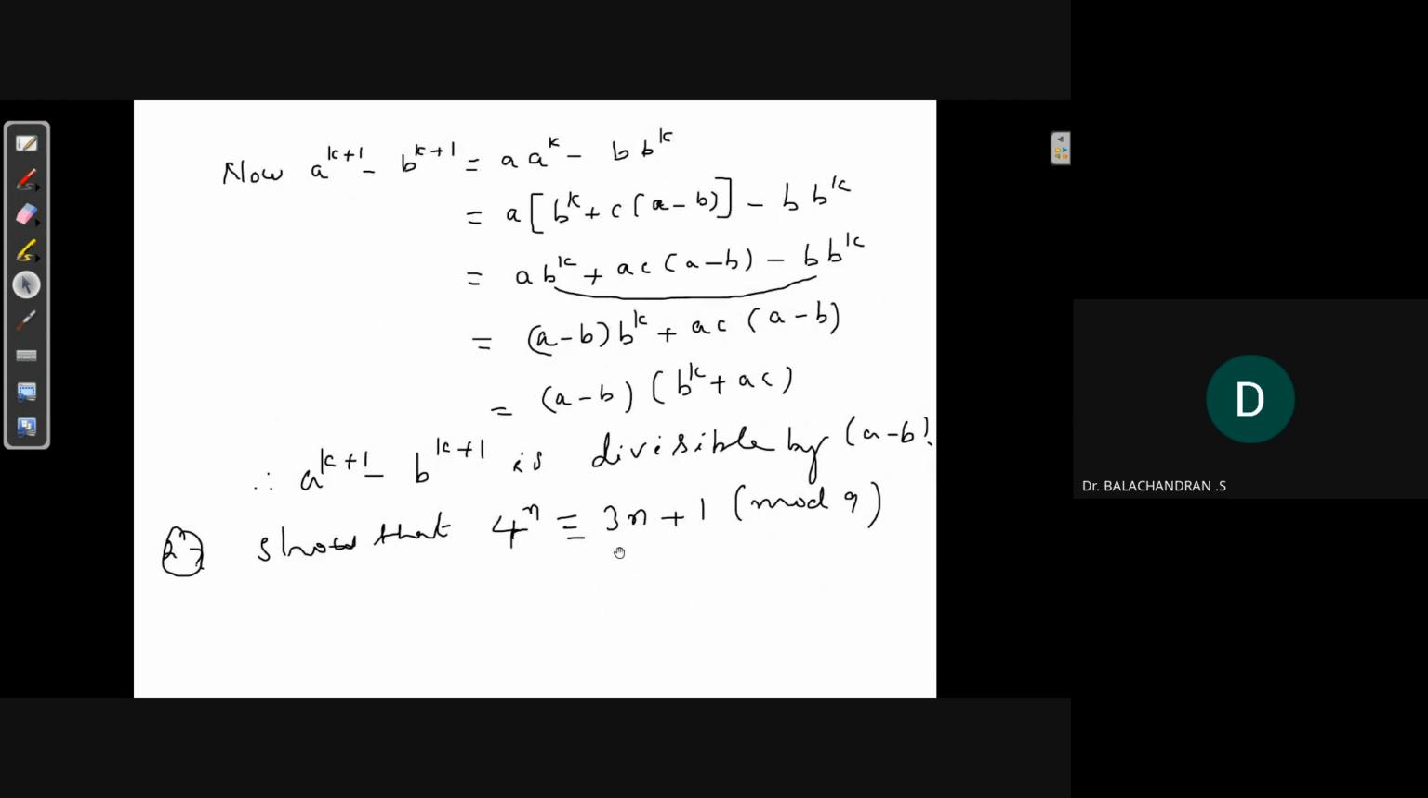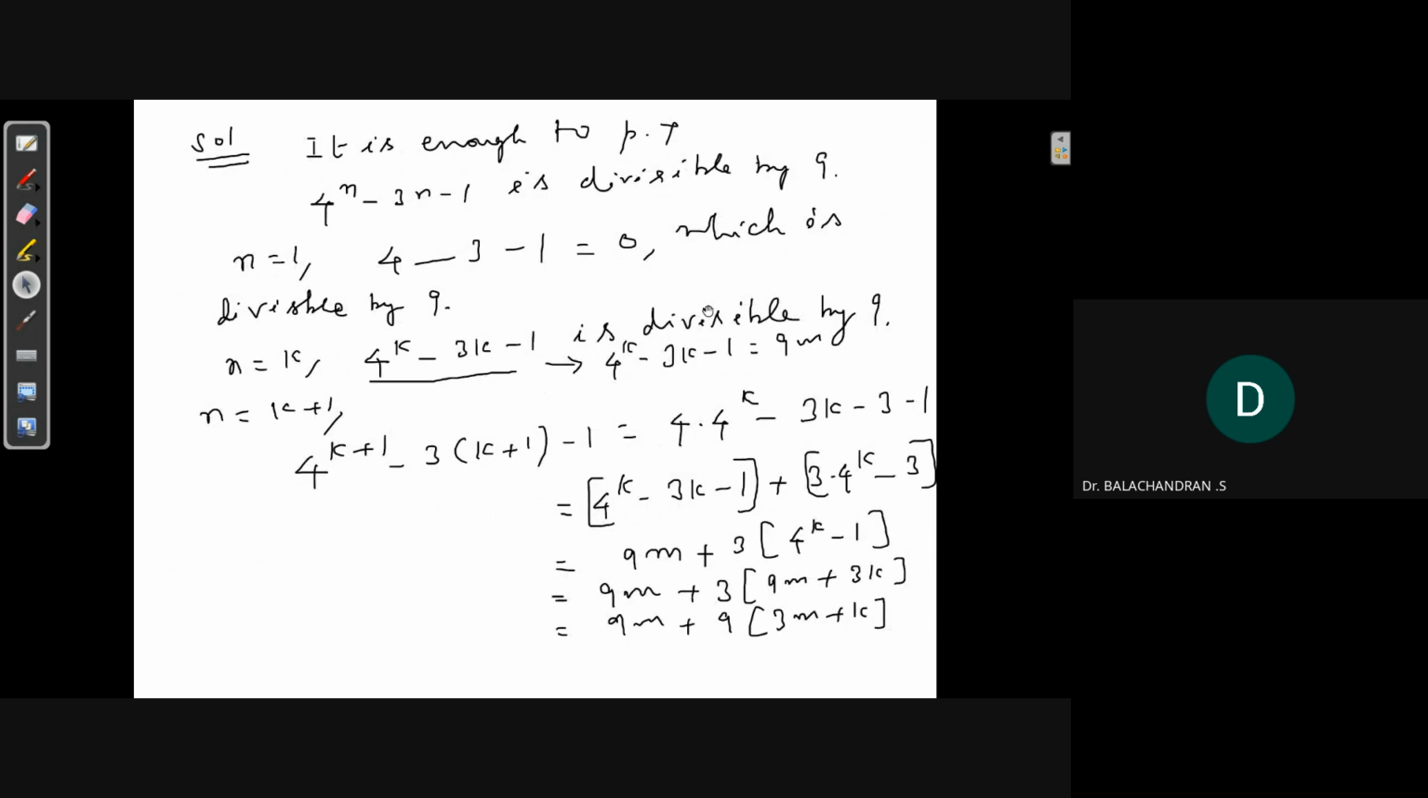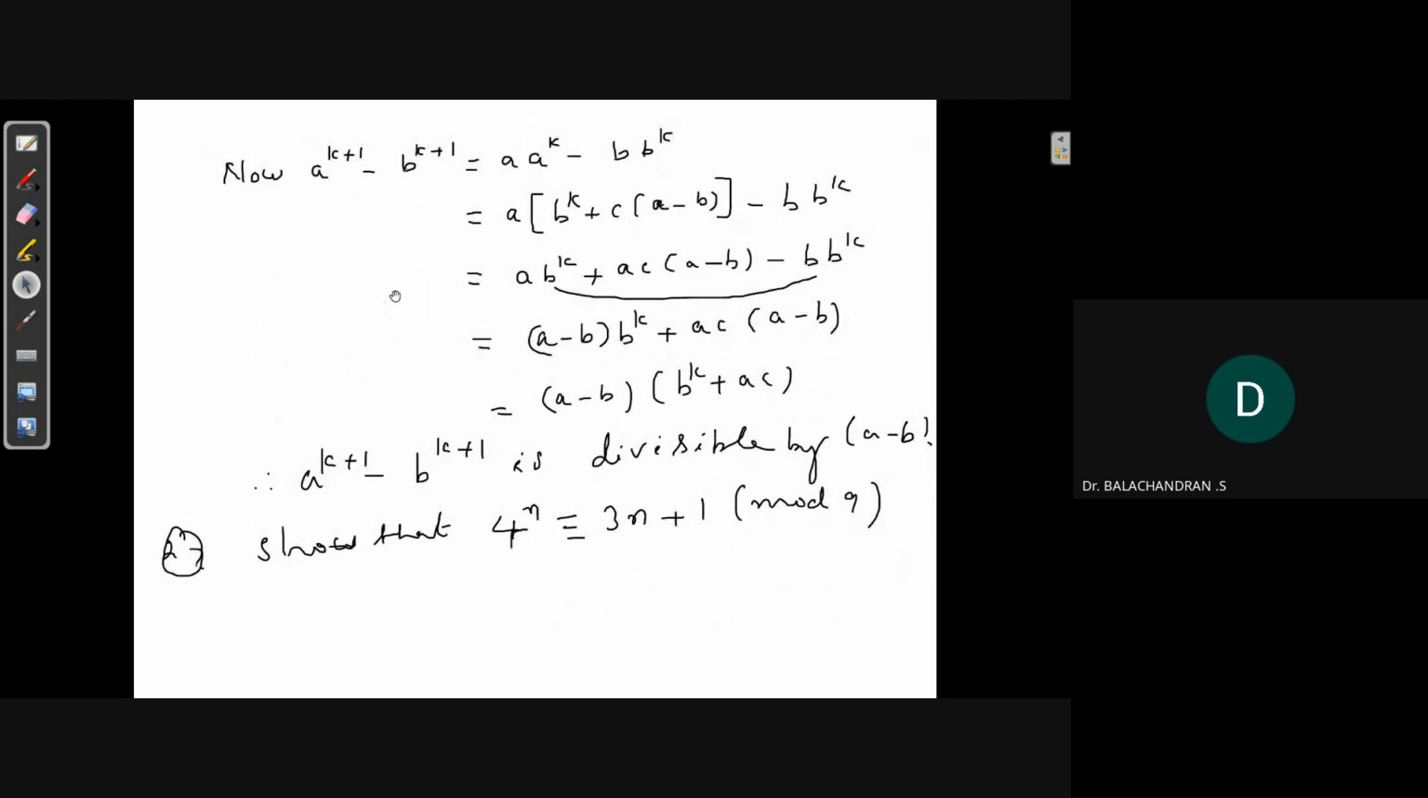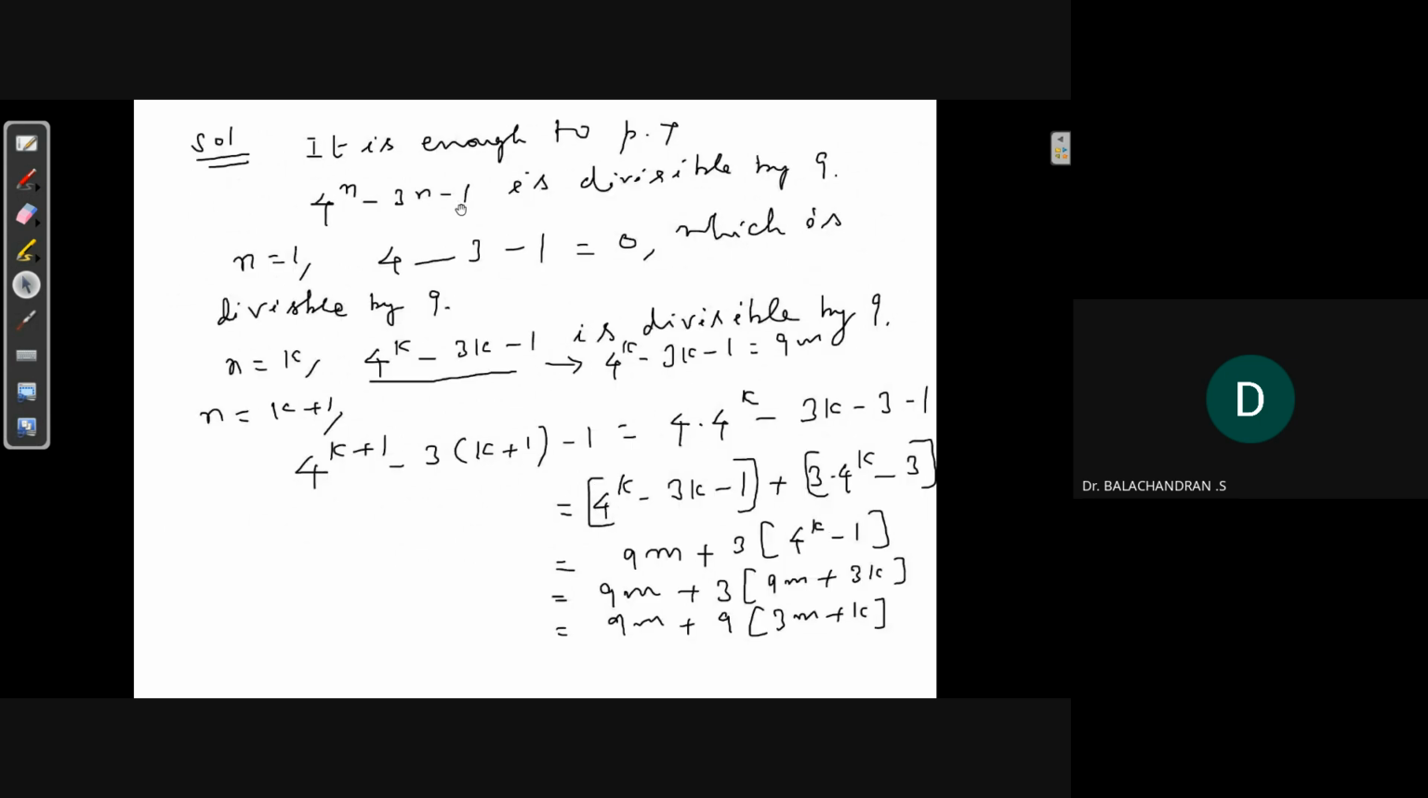Okay. So show that 4 power n is congruent to 3n plus 1 mod 9. In the previous problem we discussed this. So it is enough to prove that 4 power n minus 3n minus 1 is divisible by 9. Now, for n equal to 1, what will you get?